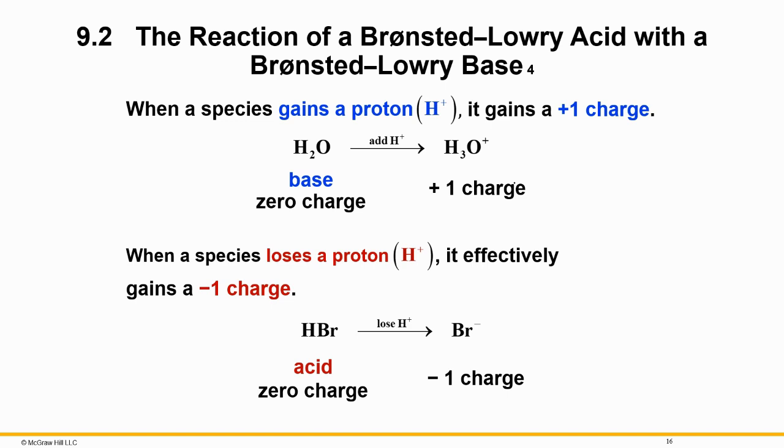Okay, this is just summarizing when you add a charge, you lose a charge. We talked about that. So you're matching the conjugate base and the conjugate acid together. They should differ by a positive charge and a hydrogen. And there's some examples up here.